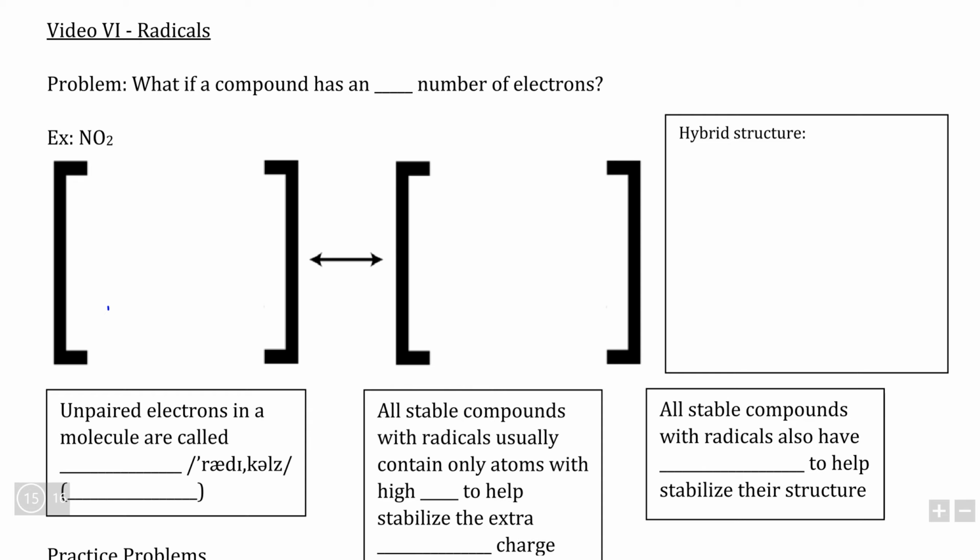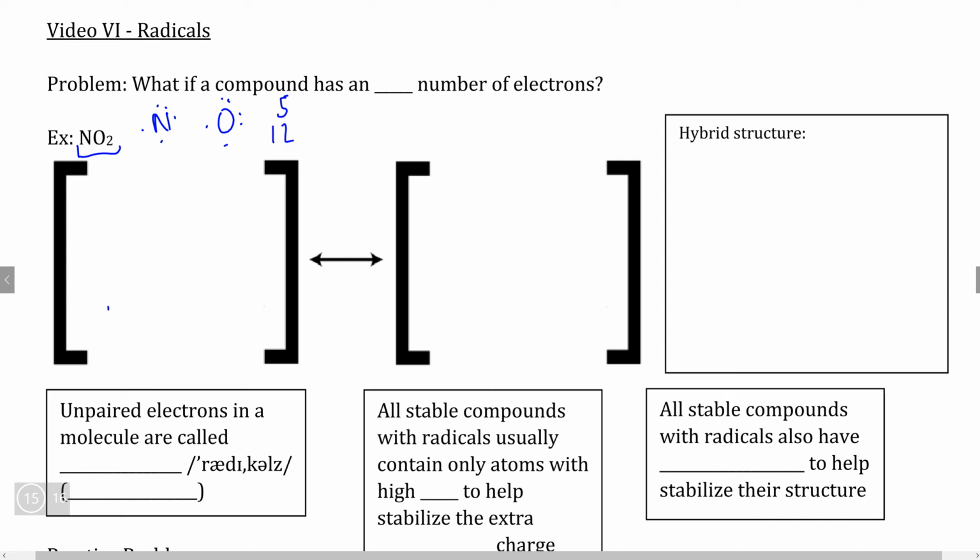In this video, we're going to be looking at the final type of deviation from the octet rule that we can see with covalent Lewis structures, the first example of which is nitrogen dioxide here. If we start by our normal procedure of counting valence electrons, we know that nitrogen has 5 and oxygen has 6. If we count the total number of valence electrons that this compound has, we would get 5 from nitrogen and 12 from the 2 oxygens, which gives us a total of 17 valence electrons.